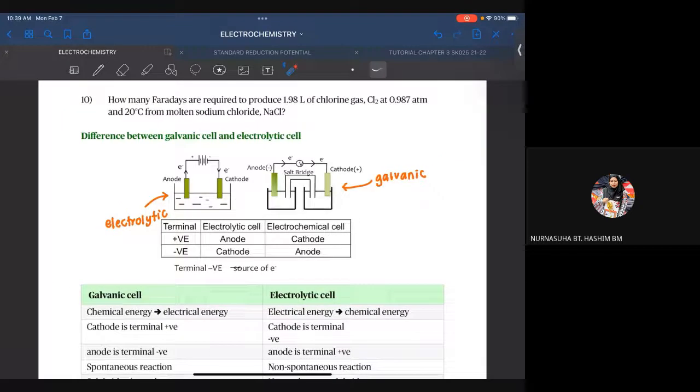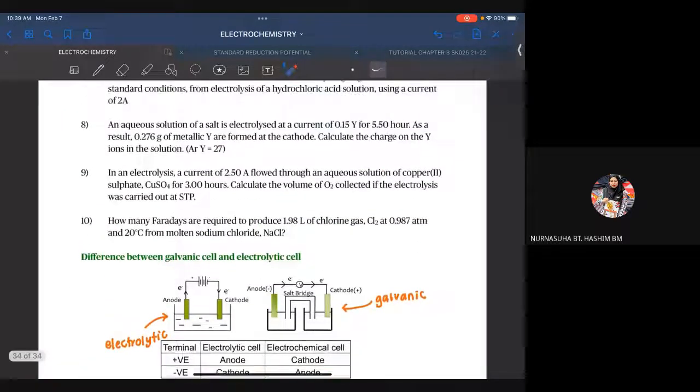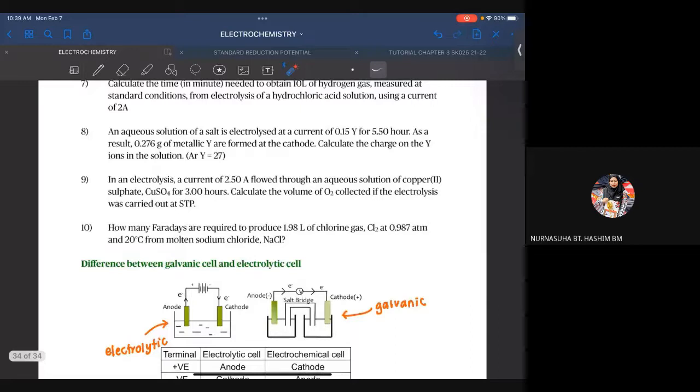Okay, pernah satu tahun, Miriam tak ingat tahun bila, pernah keluar soalan suruh lukis galvanic cell. So ramai orang pergi buat yang ini. Sedangkan galvanic cell yang ada salt bridge.